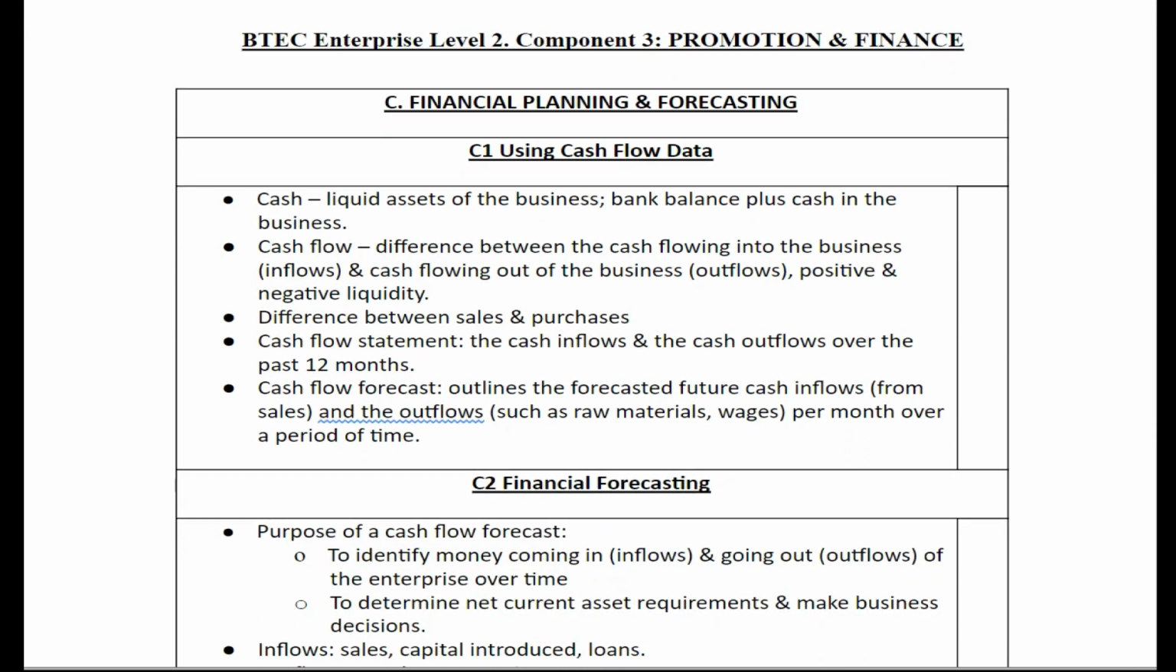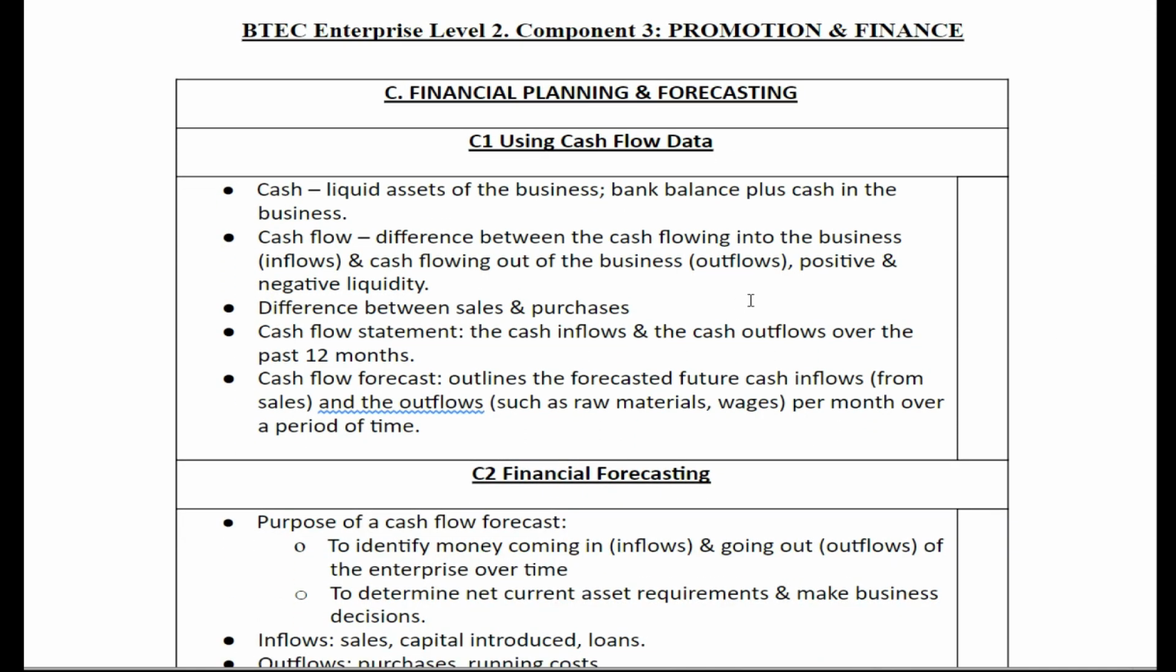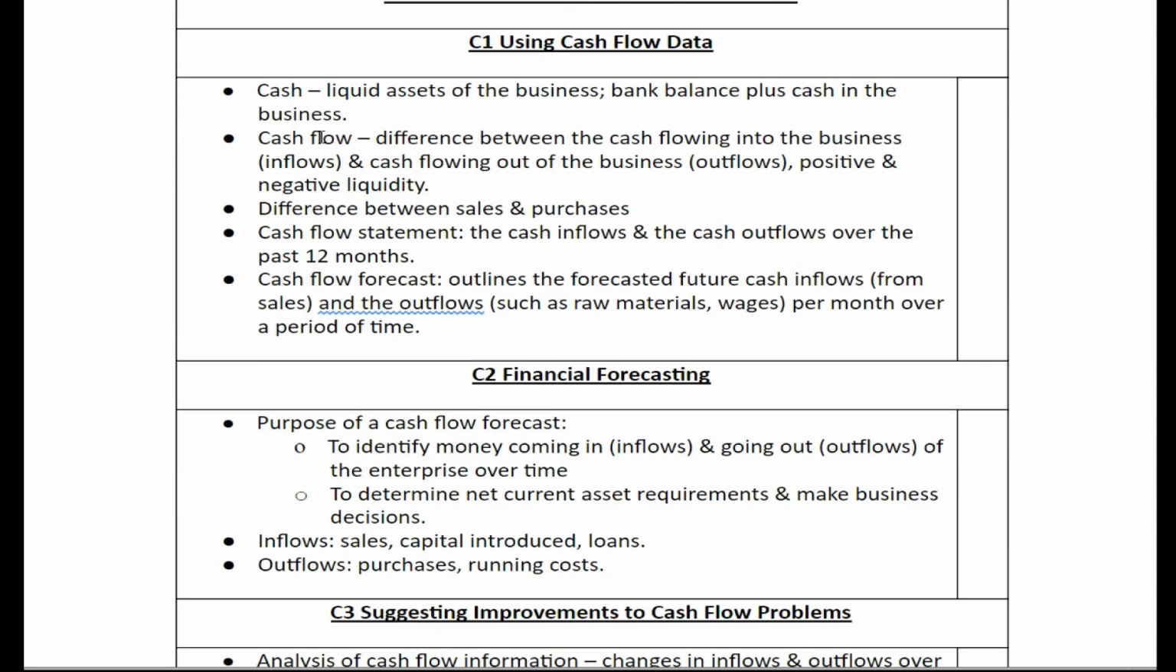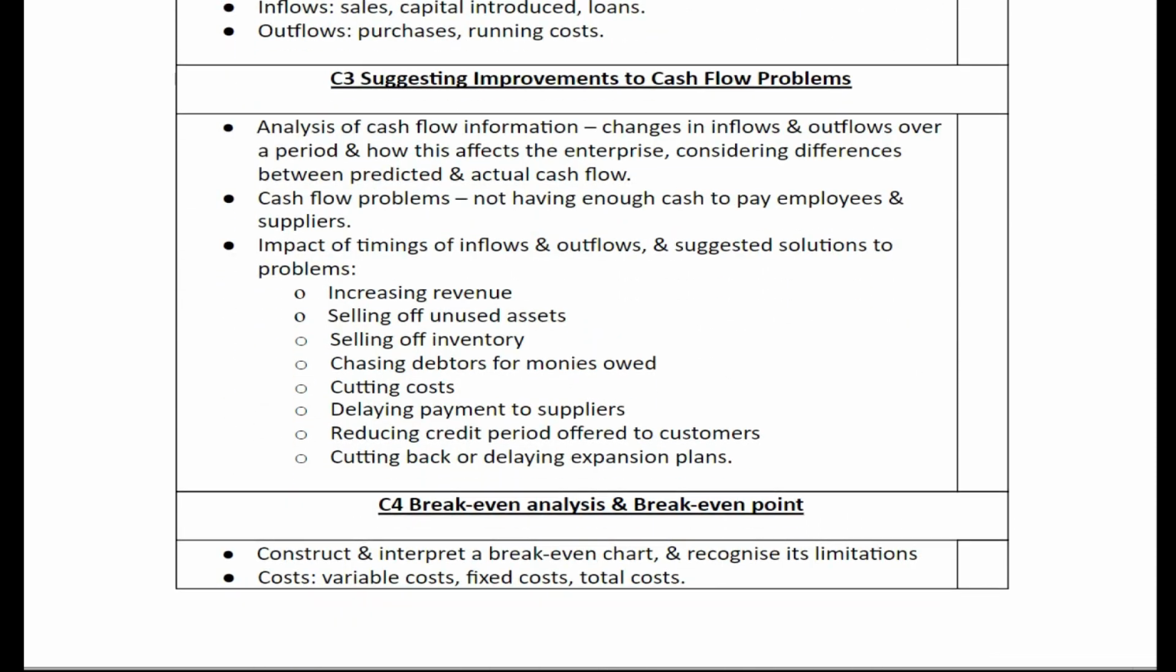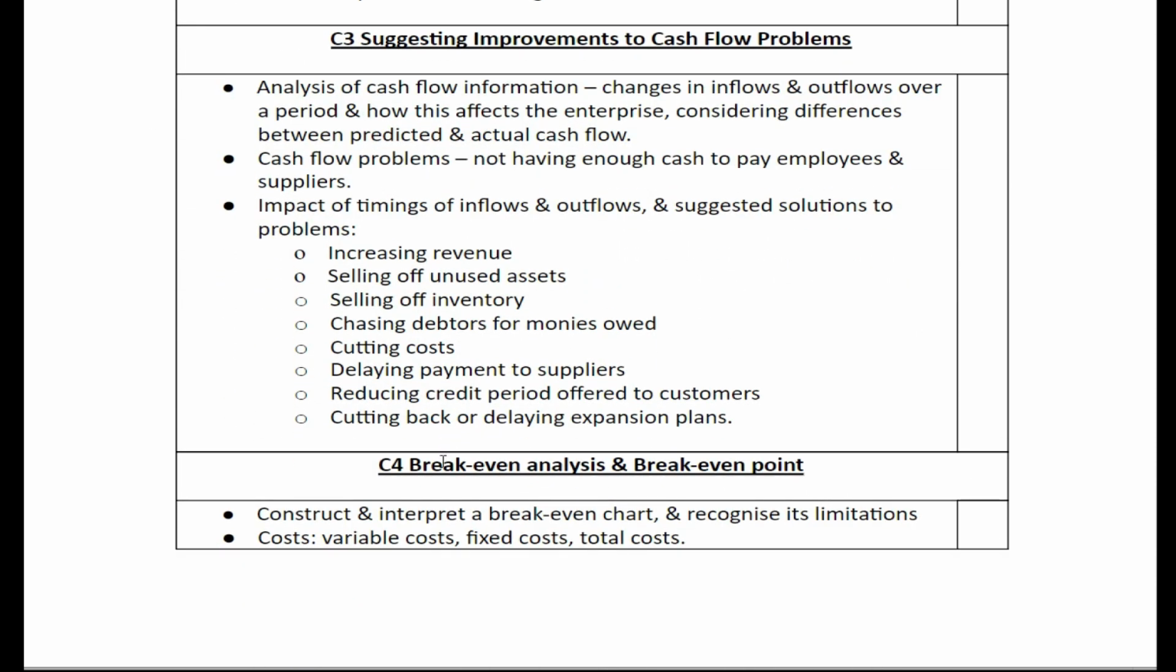All right, lovely. Moving on to learning aim C. And what do we see here? Okay, so this is all about your financial planning and forecasting. So we've got cash, we've got cash flow, we've got the difference between sales and purchases. Cash flow statements are really important for learning aim C. Forecasting, okay, lovely. And then we've got suggesting improvements to cash flow problems, so different things that you can actually do to improve the cash flow position of the business.